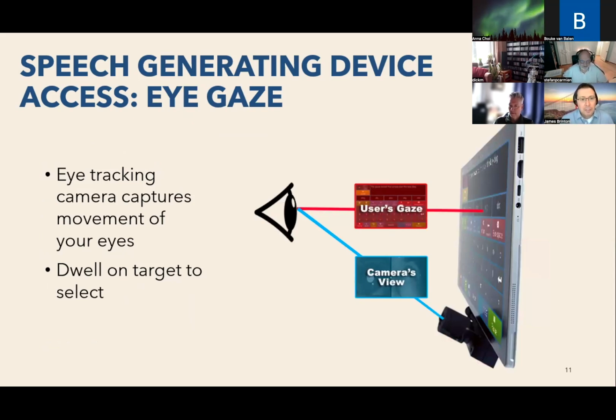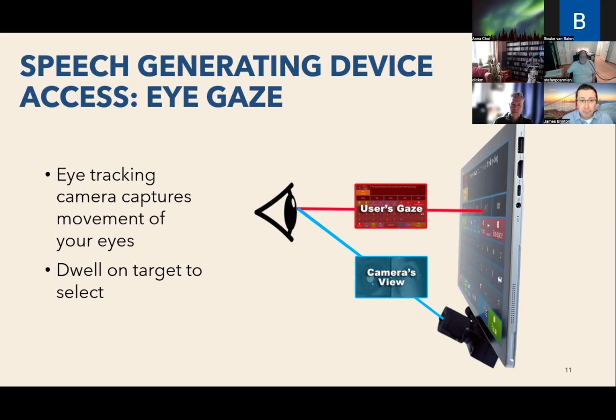Let's move on to speech generating devices that use eye gaze as an access method. So an eye tracker is at the bottom of a computer screen and it is monitoring the movements of the person's eye. The eye tracking camera captures the movement, and to use this, you look at the buttons on the screen and you dwell on them for a certain amount of time, and then it selects the button that you're dwelling on. Eye gaze is much quicker than other methods.